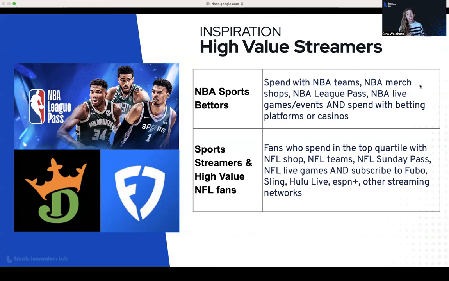So we can see fans who spend the most on sports. For example, who are the highest spenders on NFL merch, shop, streaming, and maybe they subscribe to a competitive streaming platform like Fubo, Sling, Hulu Live, or ESPN Plus. So carving out audiences based on specific platform streaming behavior and specific league fandom is something Audiences is able to provide.